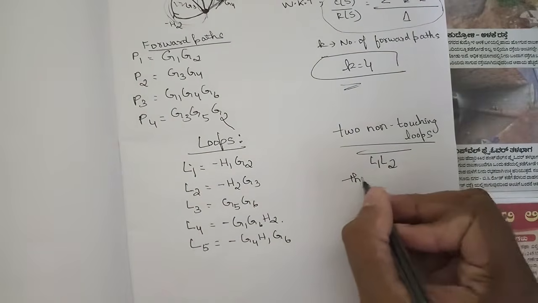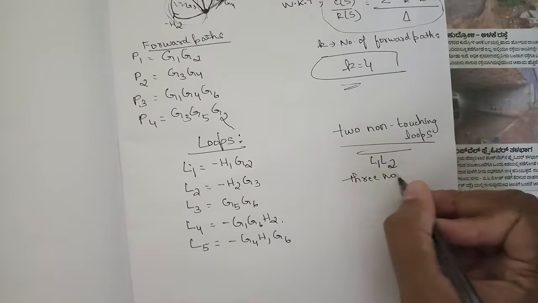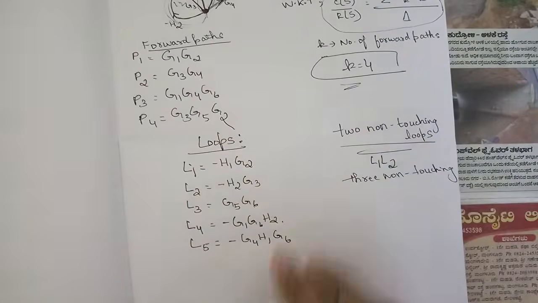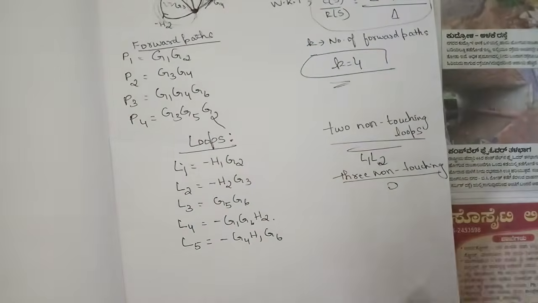Okay, 3 non-touching loops there are 0. We cannot take 3 at a time, since we only have these 2 loops which are non-touching. So 3 non-touching loops we have 0.